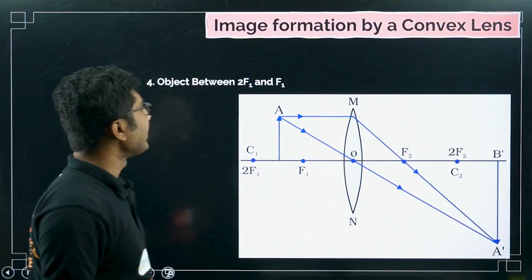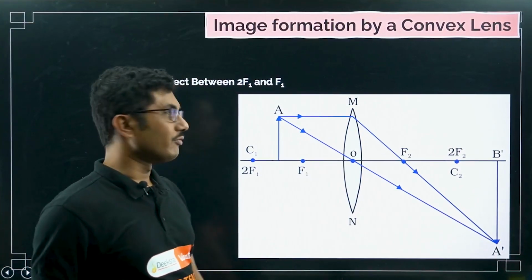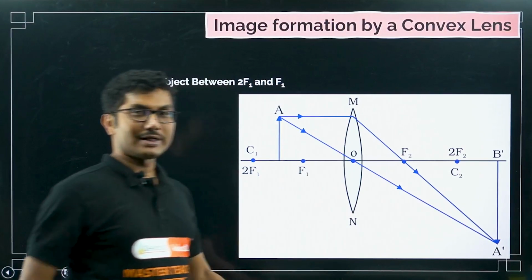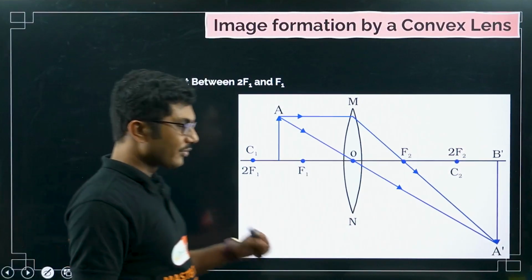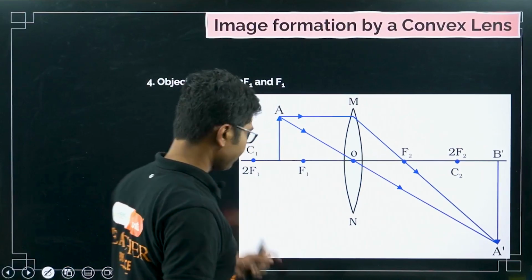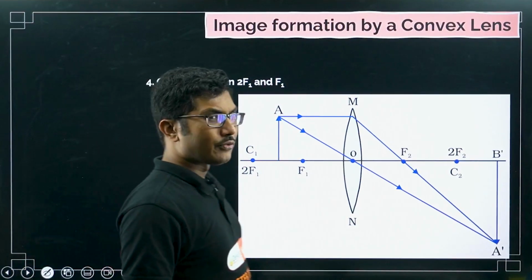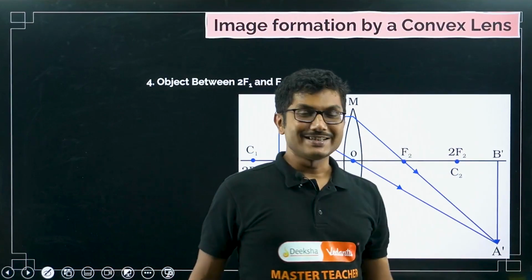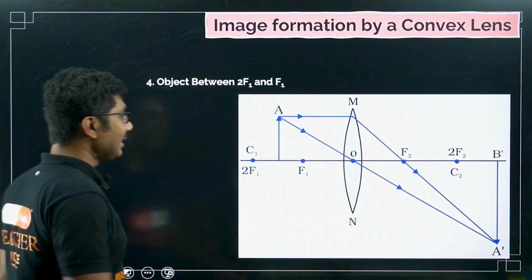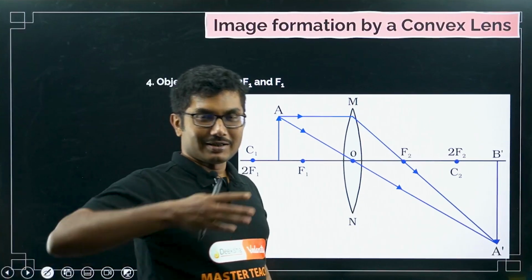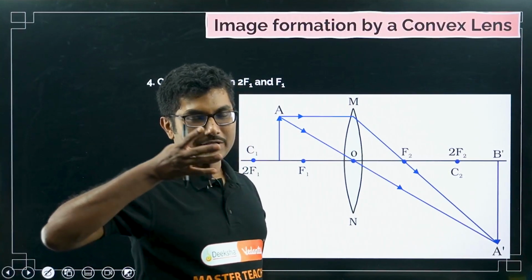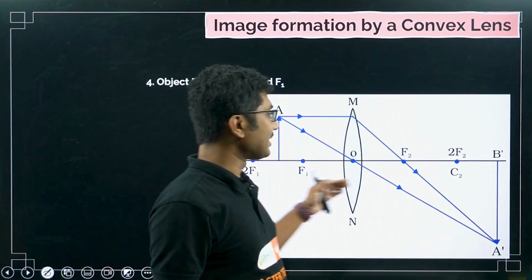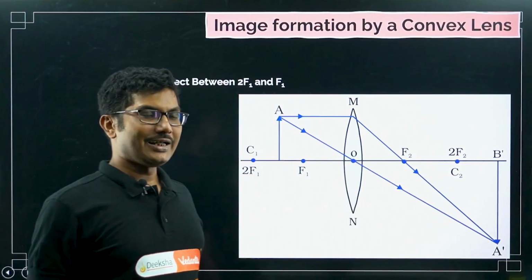Next is the object between 2F1 and F1. So as you have started walking, your journey still continues. Now you have crossed 2F1. Now you are between 2F1 and about to reach F1. So at this point your image is now enlarged. Till this point your image size was less than or equal to your size. Now after you crossed 2F1 towards F1, your image size has slowly started increasing.